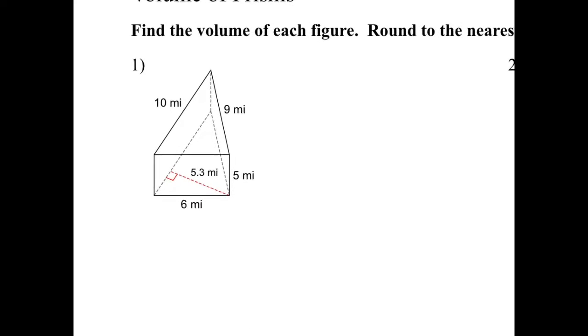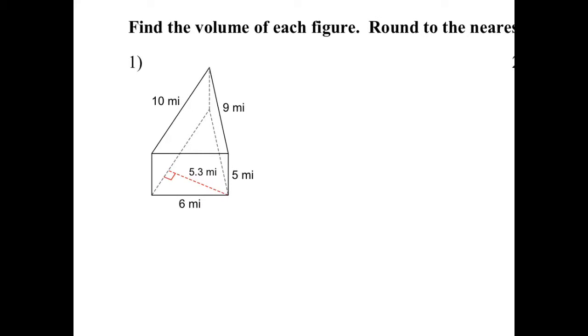Taking a look at number 1 here, again, we are going to be using the same formula. So it's going to be volume equals area of the base times the height. Our formula for area of the base, because this is a triangular prism, we have a triangular base. So the formula for area of a triangle is base times height divided by 2. And that will be times the height of our figure.